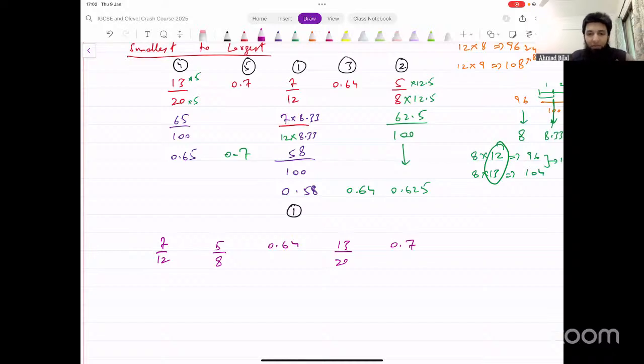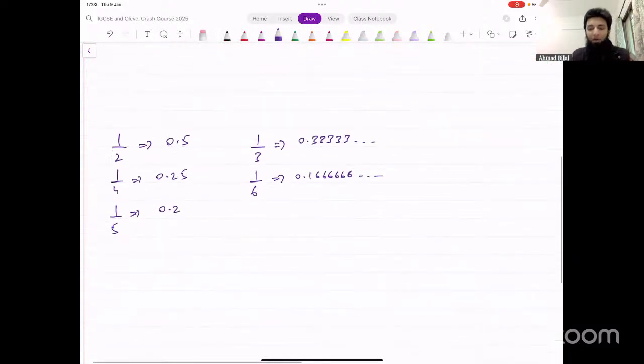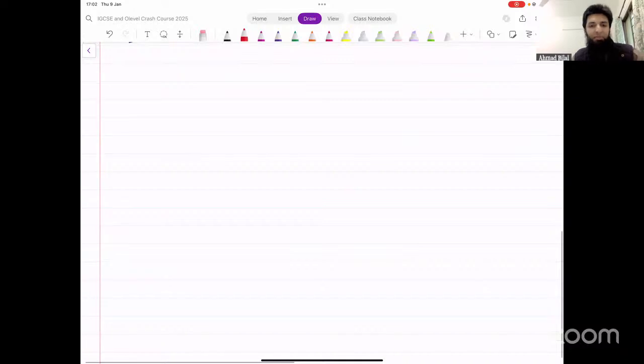Okay, now this was a relatively tricky one on ordering. Mostly it's a lot simpler than this, because in this case, there were two fractions which were hard to evaluate, 5 over 8 and 7 over 12. These were the harder fractions to evaluate. Mostly, it's much simpler than this. For instance, here's another example.